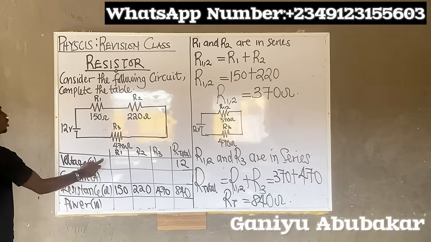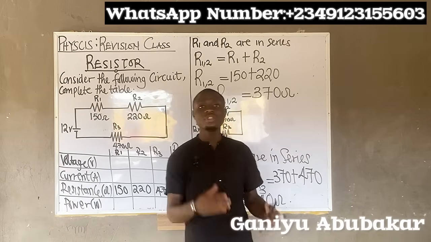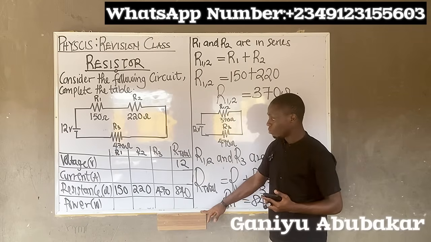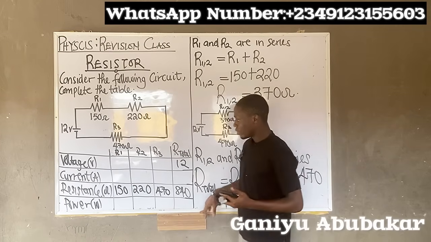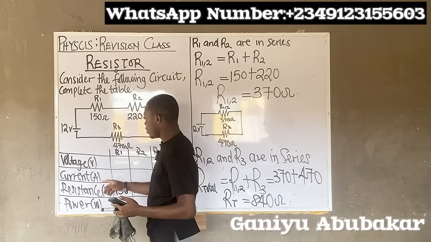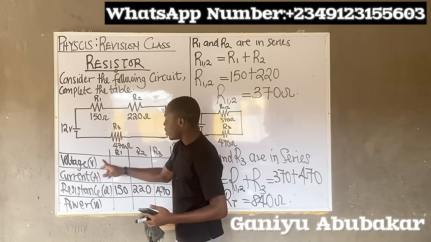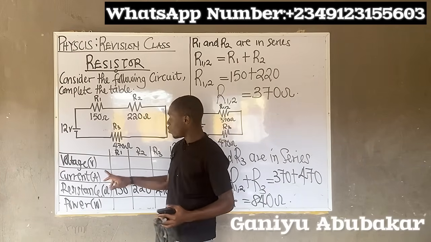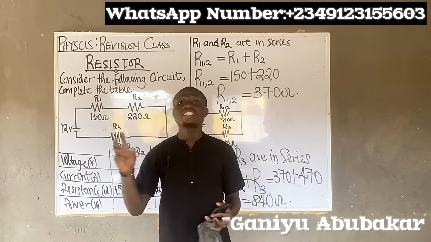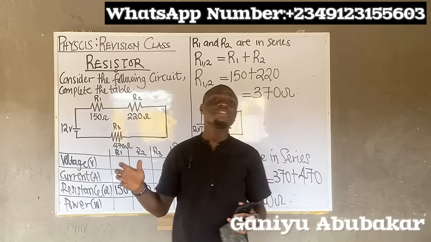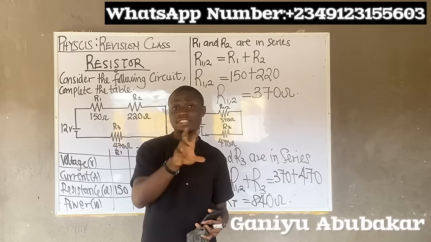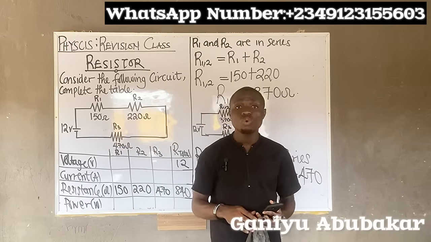Let's now get the voltage for each of the resistors. From here, we'll get voltage, but let's try to get current first. Before we look for voltage, let's get current first. You know why I say get current first? Because it's easier to get. Whenever resistors are in series, it means that they are sharing the same current. So when resistors are in series, the same current flows through them.